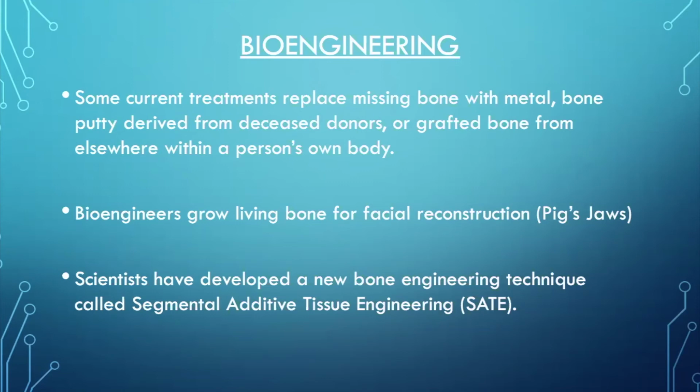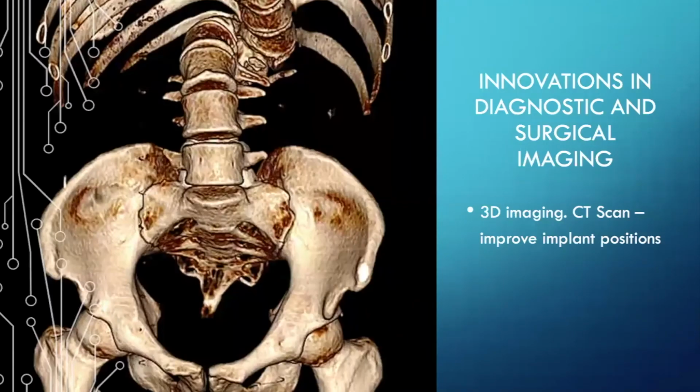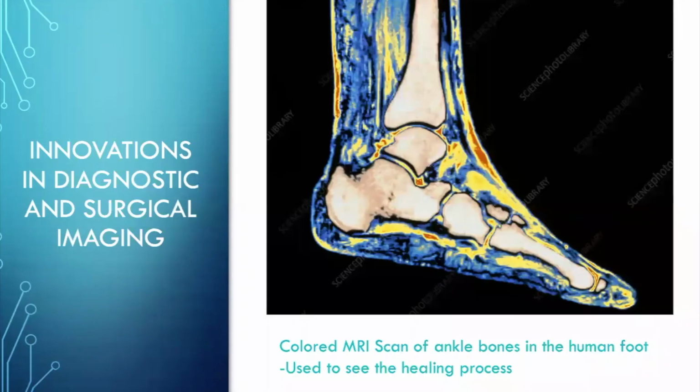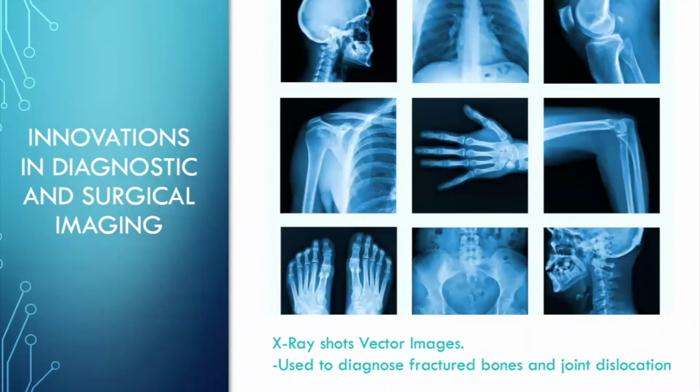In addition to bone engineering, scientists came up with different ideas in diagnostics. For example, the innovations include 3D imaging and CT scans that improve implant positioning. Also, colored MRI scans are used to see the healing process. And lastly, X-rays are used to diagnose fractured bones and joint dislocation.